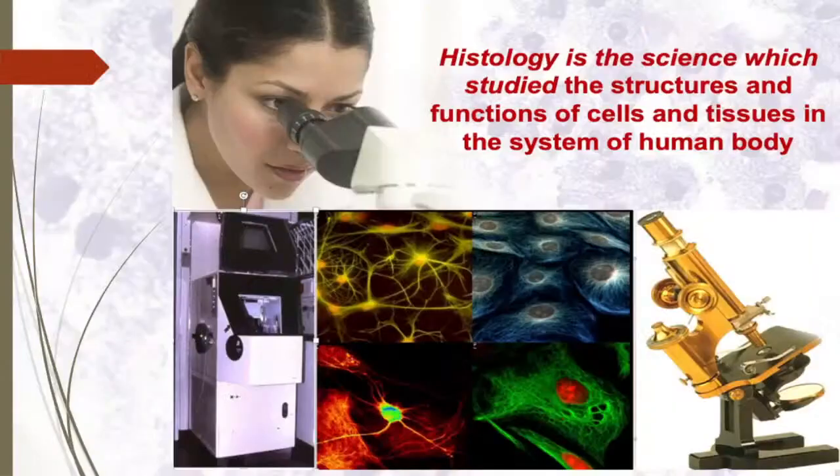Histology is the science which studies the structure and functions of cells and tissues in the human body. You have seen here the classical microscope of the beginning of the 20th century, and we have also seen the cryostat, a special device for freezing sections of tissues, and of course the modern techniques of fluorescent microscopy and confocal microscopy.